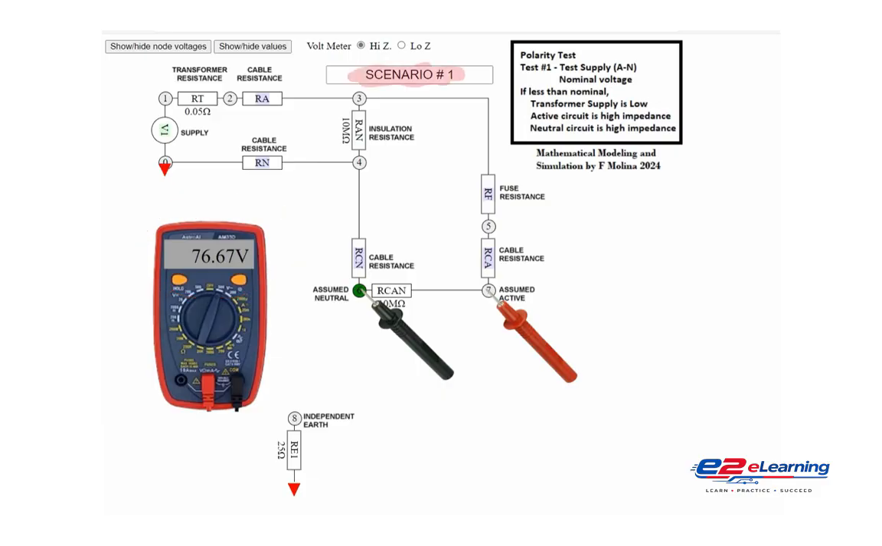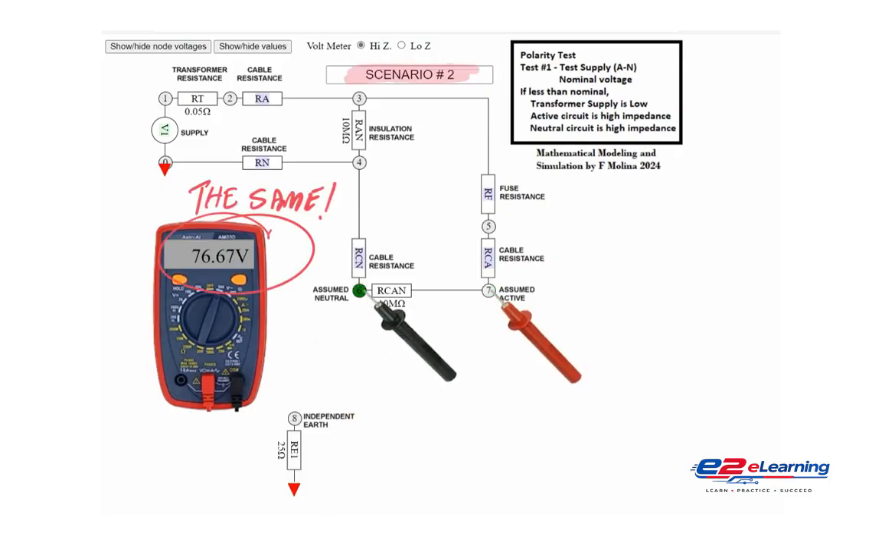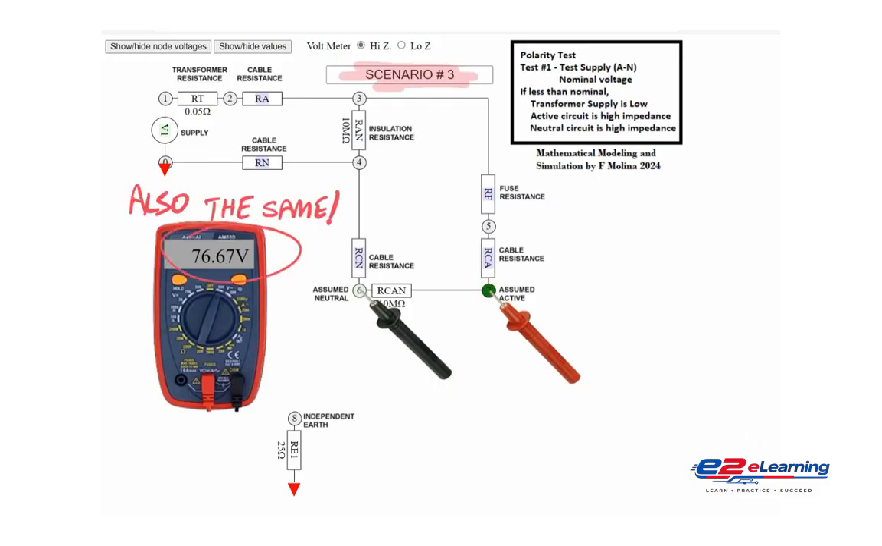In scenario 1, the voltmeter shows 76.67 volts. In scenario 2, the voltmeter shows 76.67 volts. In scenario 3, the voltmeter shows 76.67 volts. When the voltage is lower than 230 volts, like in these scenarios, it can indicate one of the following issues.